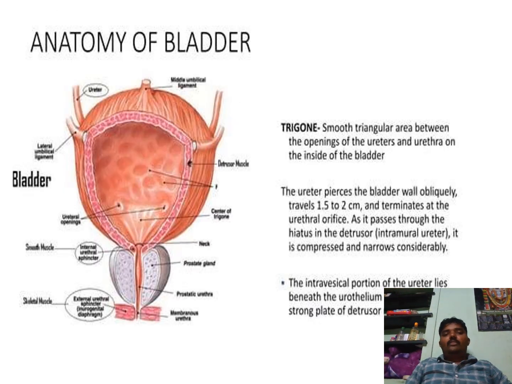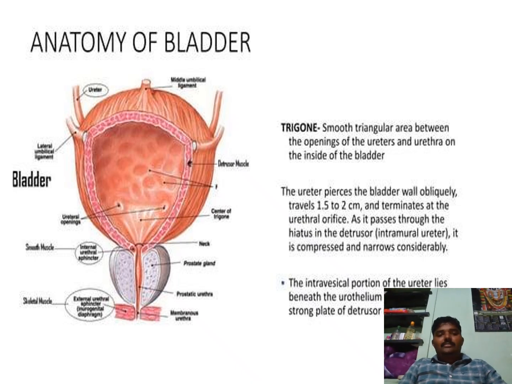Then we'll go for anatomy of the bladder. In this diagram, the trigone is there, the triangular structure above. This trigone is the smooth triangular area between the openings of the ureters and the urethra inside the bladder. This is the opening of the ureter and the urethra of the urinary bladder.